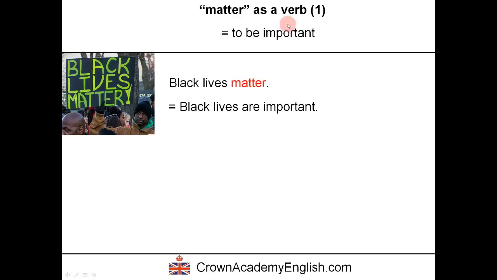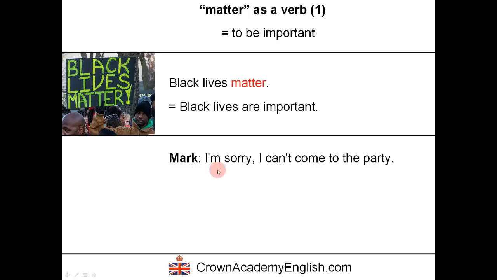Okay. We also often use matter as a verb in the negative. So let me show you matter as a verb in the negative. So Mark says, "I'm sorry, I can't come to the party." Jane says, "It doesn't matter. Maybe next time." So here we have it in the negative. So it's the present simple in the negative. So it means Jane is saying, don't worry, it's not important. It's not a problem. Maybe next time. Okay? So it's not important.